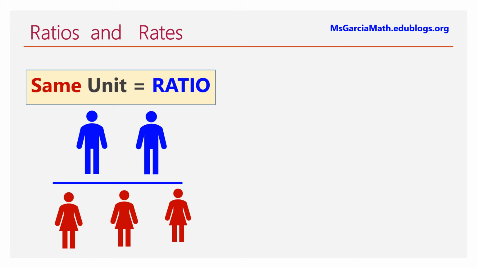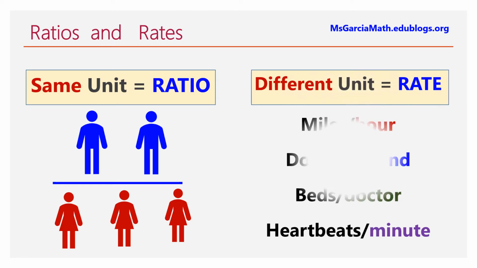Ratios compare two numbers of the same type. Examples: 2 boys to 2 girls, 5 inches to 20 inches, 4 cups of flour to 1 cup of sugar. Rate is a special type of ratio that compares quantities measured in different units, such as miles per hour, dollars per pound, beds per doctor, heartbeats per minute.